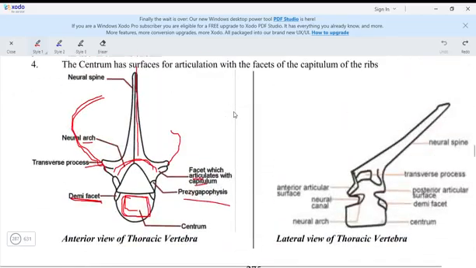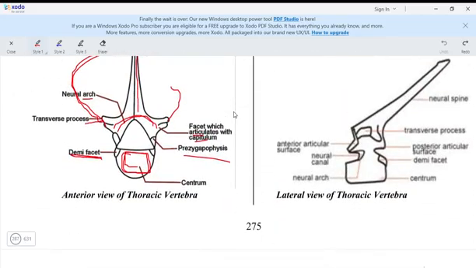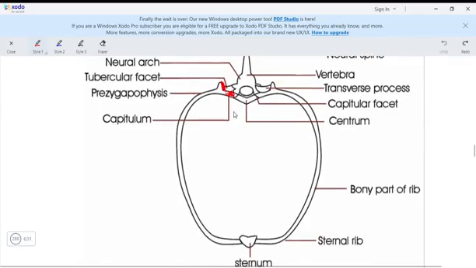So that's why they call it facet, which articulates the capitulum. That means where the ribs will be attached. So ribs attach to the facets, and with that you can call them the tubercular facets.